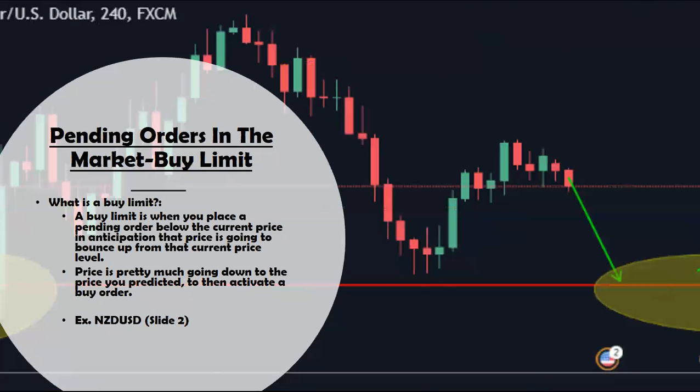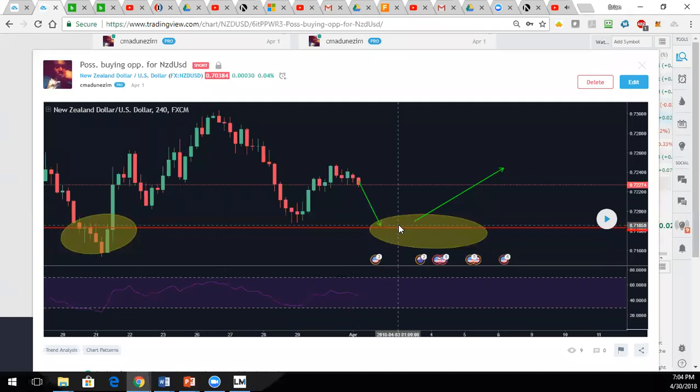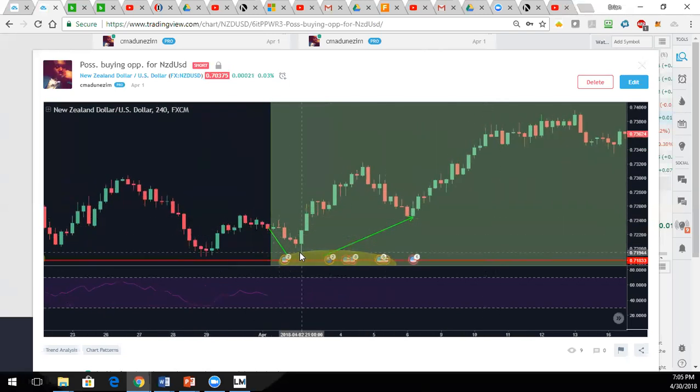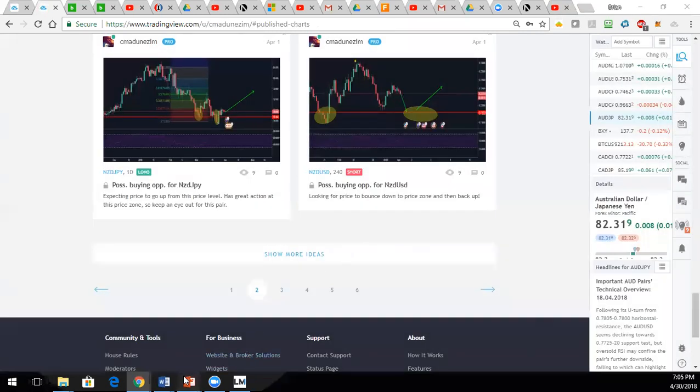Okay, so for example, let's say I think price is going to go up once it hits here, right? So right now I'm placing the order under price because price is above me. And I'm saying that the moment price gets right here, it's going to go up, right? So the moment price drops to where I say it's going to drop to, I place a buy automatically. And if the price goes up that way, I profit. So look at this. There you go. Price dropped, went up, and I profit. Now, if price just kept dropping, I wouldn't profit. So keep that in mind, guys.